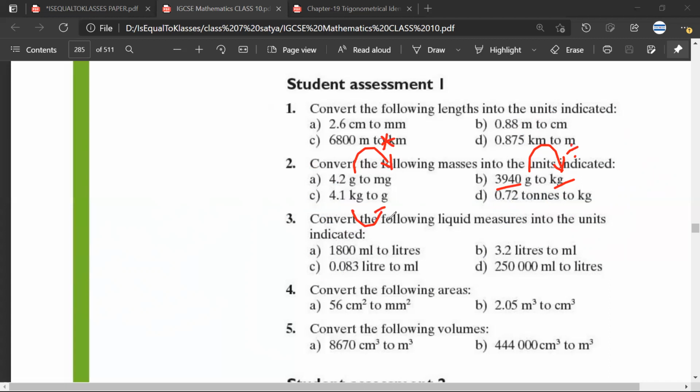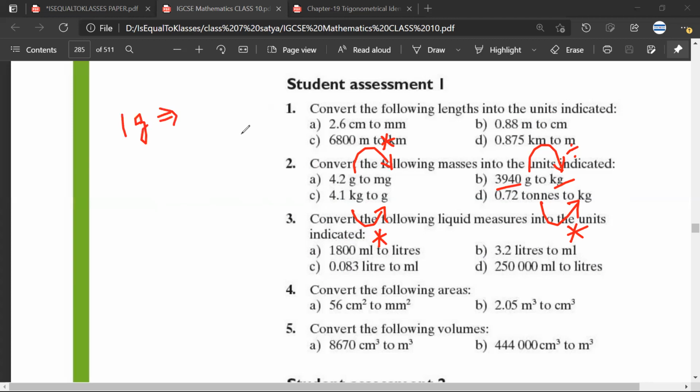Kg to gram, bigger number, smaller number. Bigger number. So multiply or divide? Multiply. Tons to kg, bigger number, smaller number. Bigger number. Multiply or divide? Multiply. Sarthak, have you understood? Yes, sir.